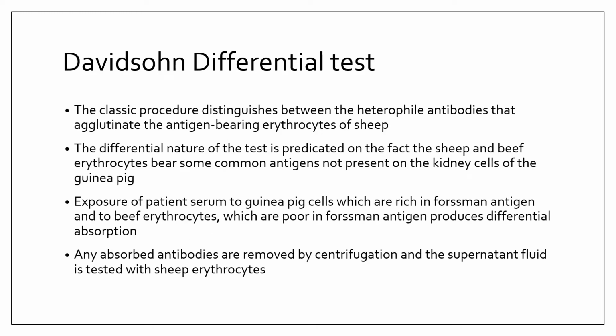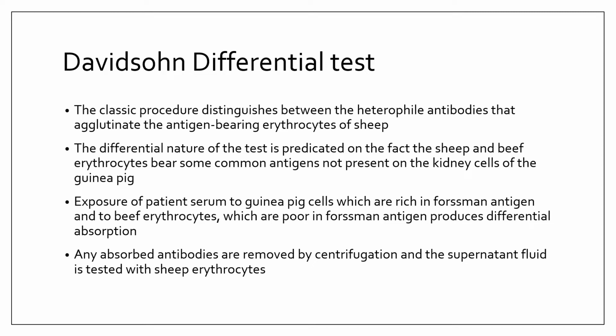The Davidsohn differential test tells us the type of heterophile antibody a patient has by removing the cross-reacting serum sickness antibody and Forssman antibody. In the Davidsohn differential test, we are looking at a procedure that distinguishes between the heterophile antibodies that agglutinate the antigen-bearing erythrocytes of sheep. The differential nature of this test is predicated on the fact that sheep and beef erythrocytes bear some common antigens not present on kidney cells of the guinea pig.